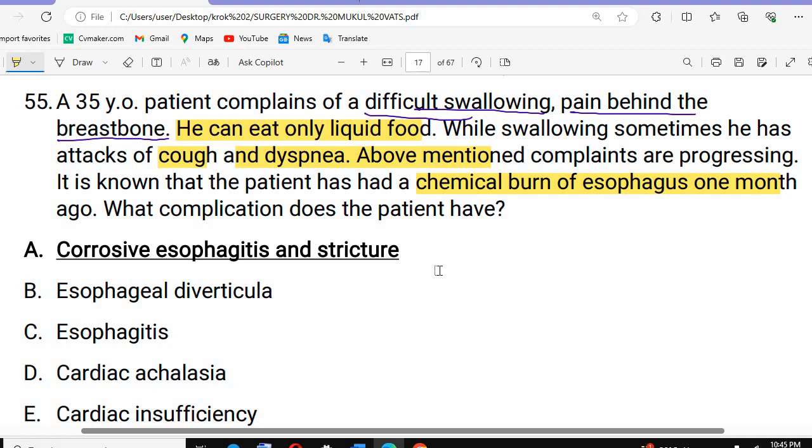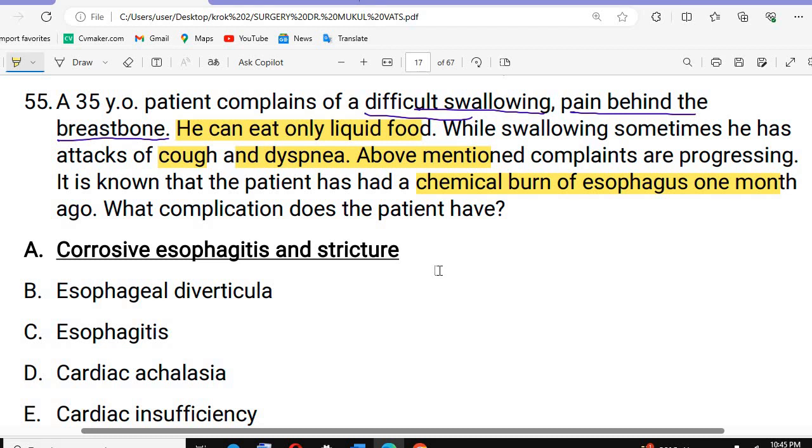Now see, this patient had an injury with a chemical burn of the esophagus. So we know one condition, that is esophageal strictures. There is the dysphagia we discussed. We also discussed achalasia cardia and diffuse esophageal spasm.